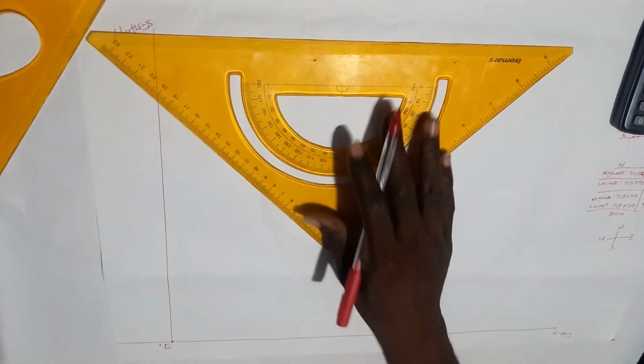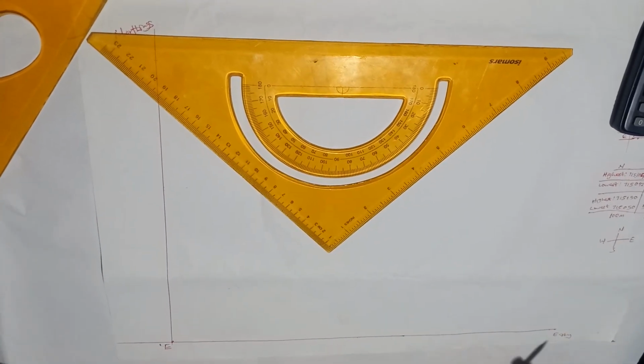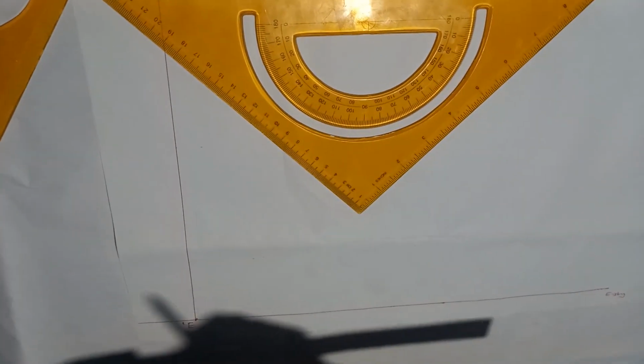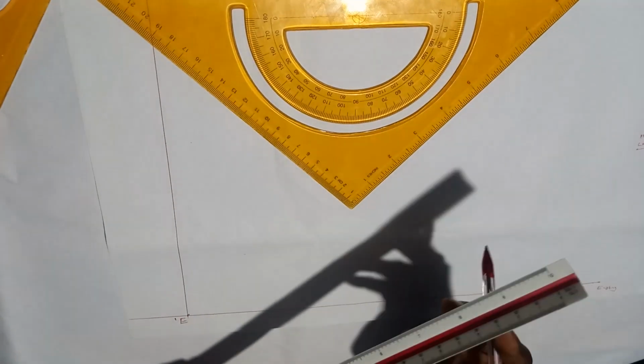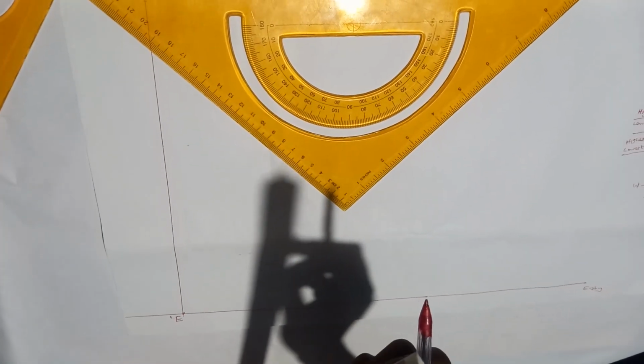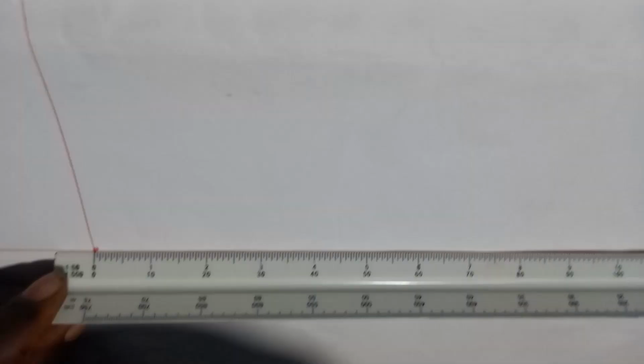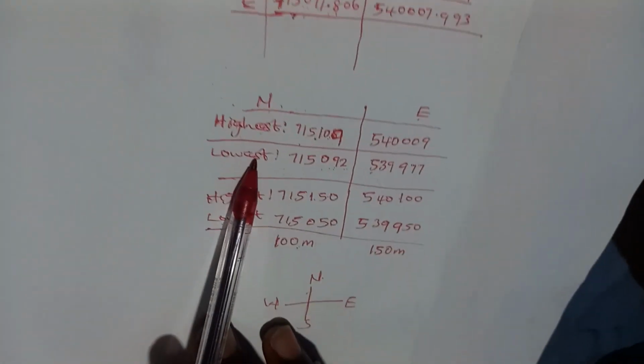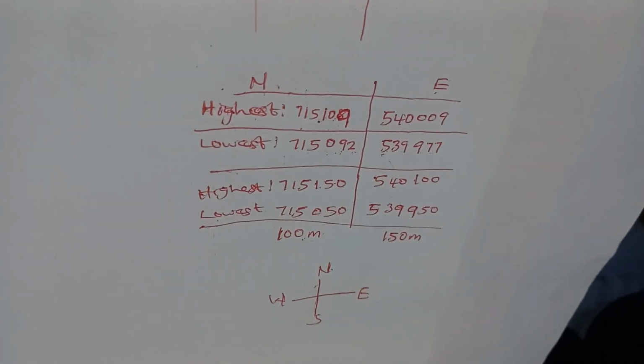Alright, so now since we already noted the baseline, like I said, I'll be making use of 1 in 500. So for my scale rule, which is 1 in 500, I'll place it on the starting point. What I'll simply do is come back to my lowest and highest values now.